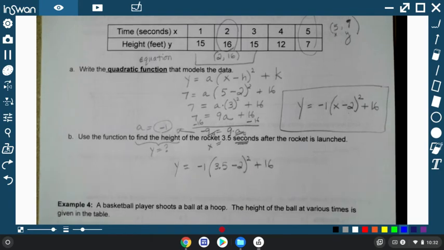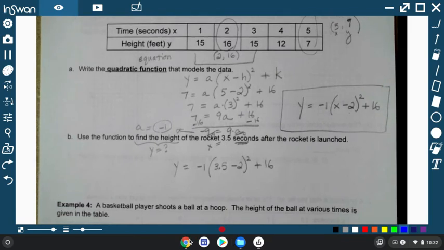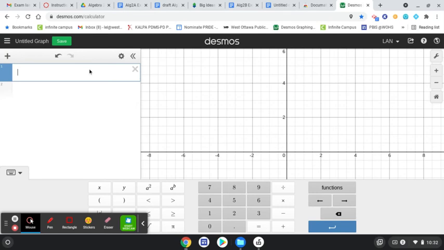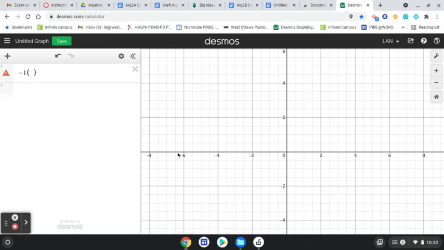Okay, use your calculator, type this in. Remember, you can use Desmos.com. I'm going to show you how to do this real quick. I'm going to use that as the calculator as well. Desmos is great. You can type it in just like you see it. So I'm going to type in negative 1, parentheses. You can use the keyboard down here as well, okay? So 3.5, into, hit enter.